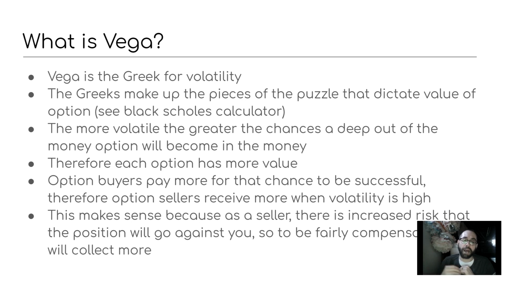So if an option buyer pays more for that chance to be successful, then the option seller would receive more for that. So put simply, an option seller prefers high volatility because they can get higher premium.